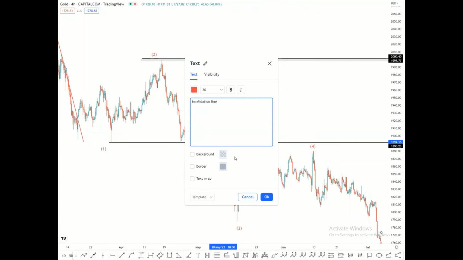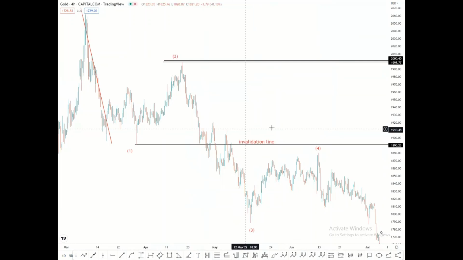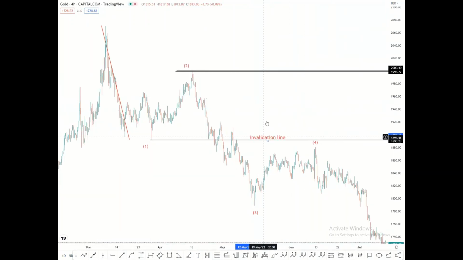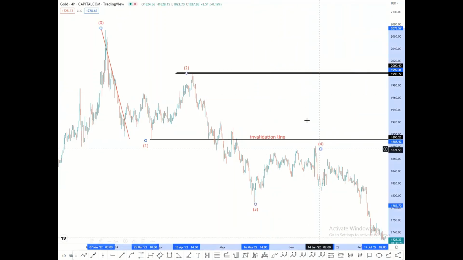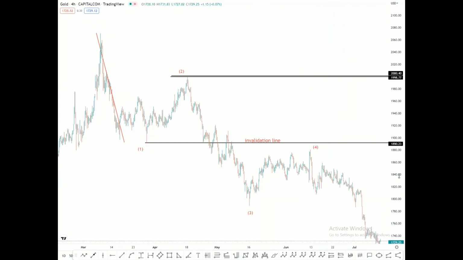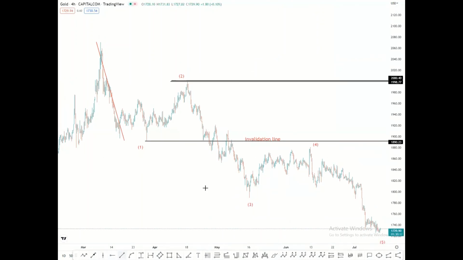This is why we put this text over here declaring this line as the invalidation line, because if these candles over here went on to touch this line, the entire cycle would have been invalidated. This would have been the wrong count. So whatever happens, it must not touch the top of this line, because it invalidates it. It violates Elliott's rule that says wave 4 must not touch wave 1.